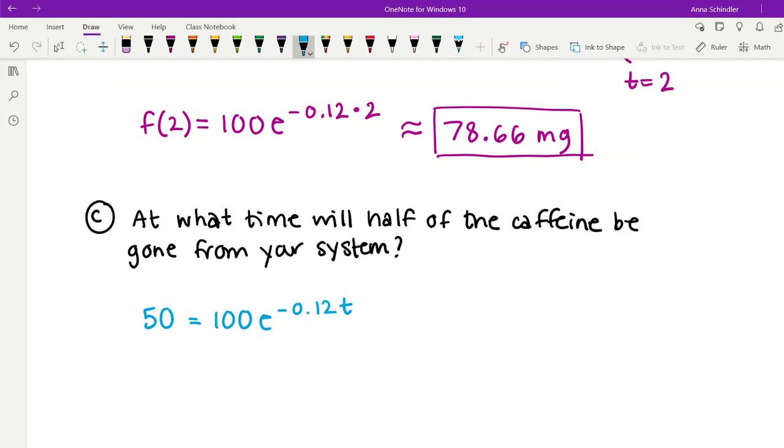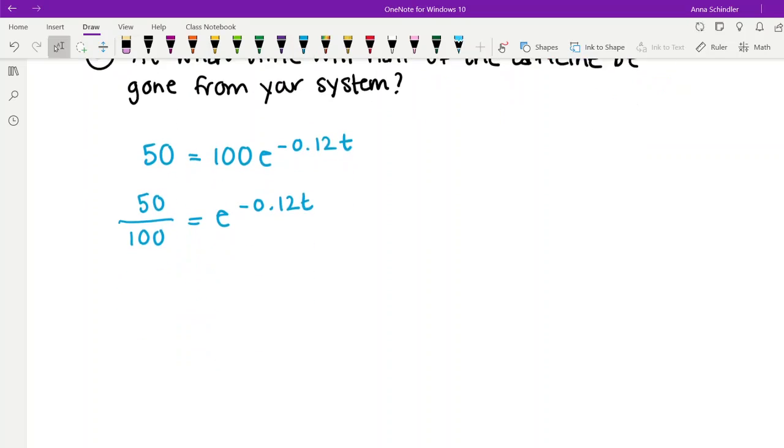And so if we go about solving this, we're going to start by dividing both sides by 100. So we have 50 over 100 is equal to e to the negative 0.12 t. And so that means we have 1/2 is equal to e to the negative 0.12 t.